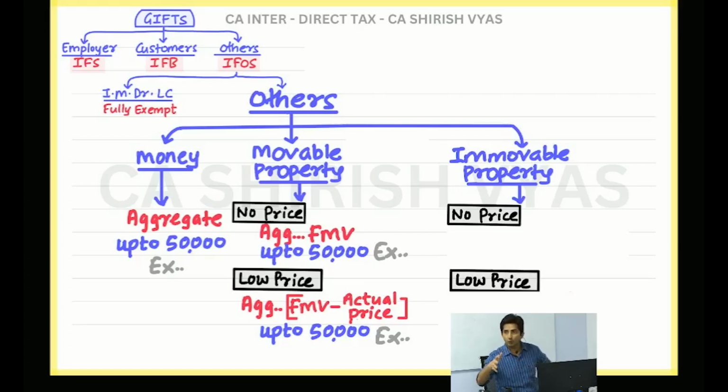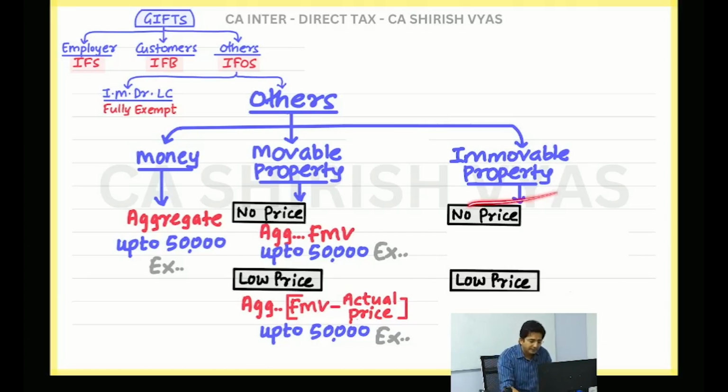Like in the gold and silver example, what I was saying, so many people gave me gold, total up. But now imagine immovable property like a house. She gave me a house as gift. He gave me a house as gift. There are so many people giving me houses as gift. So don't aggregate. Per house. If it is up to 50,000, exempt. Above 50,000, taxable. And here why is it not aggregate? Why is it per property?